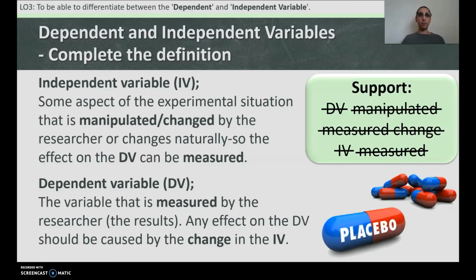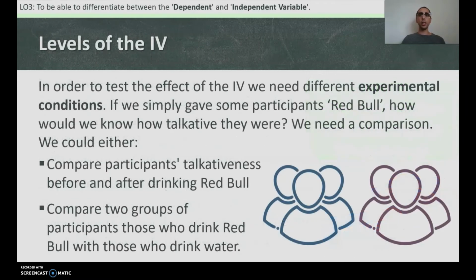And the dependent variable is the variable that is measured by the researcher, the results. Any changes on the DV should be caused by the change in the IV. Let's have a look at what this will look like in our experiment. In order to test the effect of the IV, we need different experimental conditions.